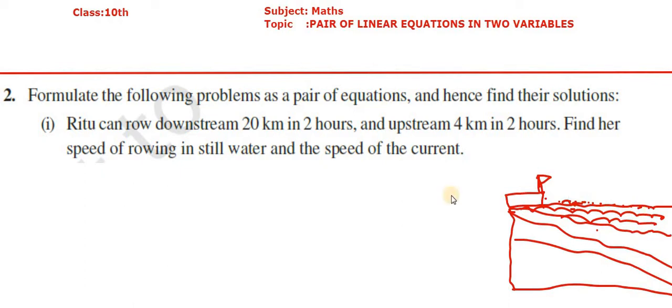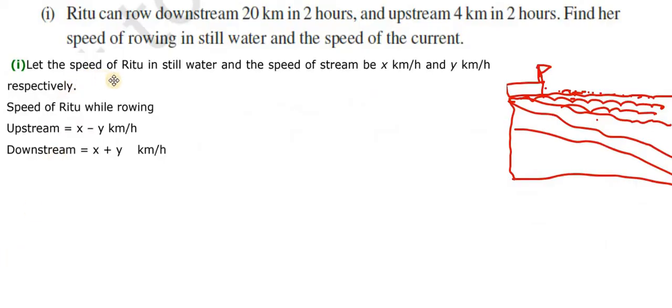For that, we can let the speed of Ritu in still water be x kilometer per hour, and the speed of the stream or water current be y kilometer per hour. Let the speed of Ritu in still water be x kilometer per hour, and the speed of the stream be y kilometer per hour.